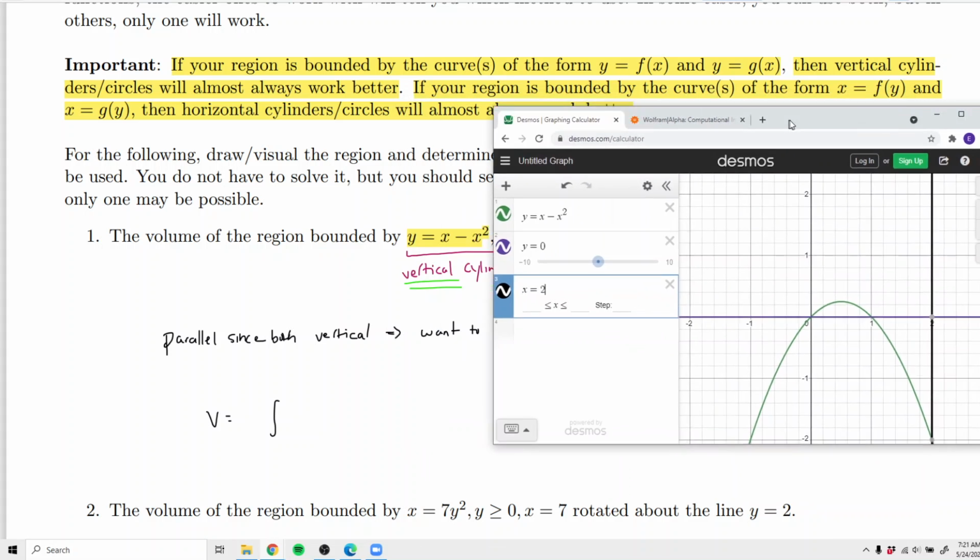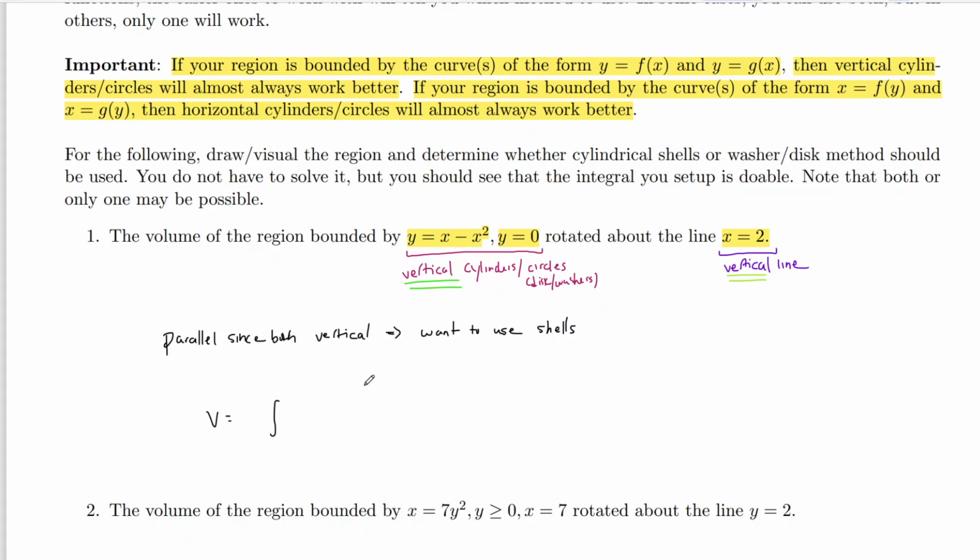So putting that all together, if you wanted to set up the solve, we would have the volume equals 2 pi integral from 0 to 1. The radius was 2 minus x, and the height was x minus x squared.